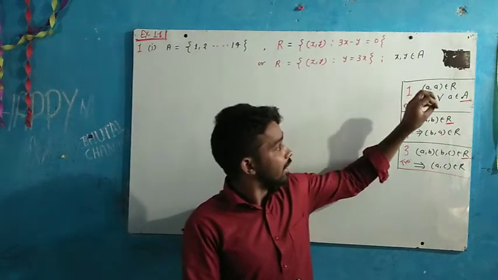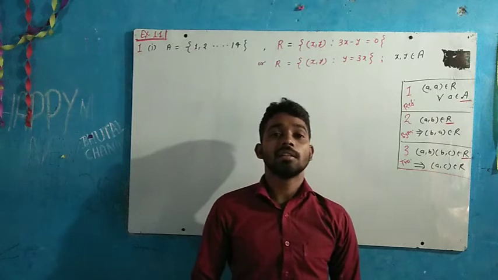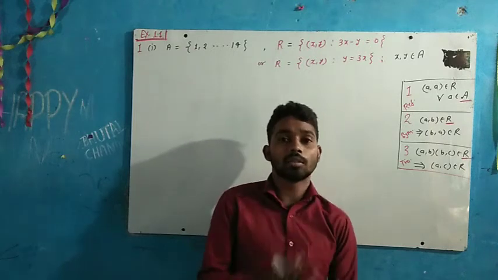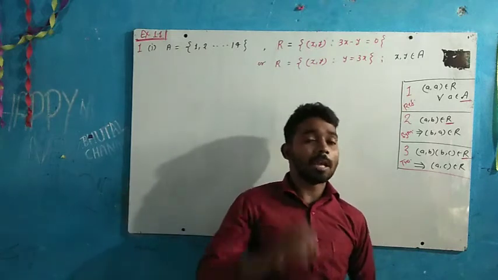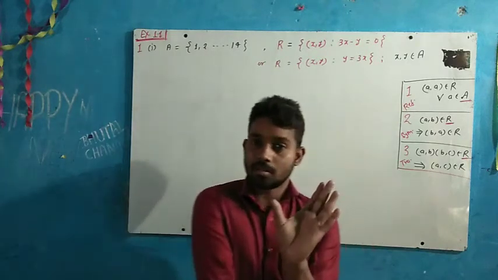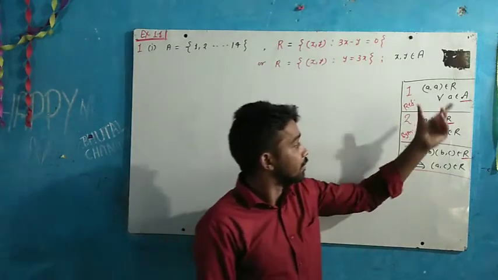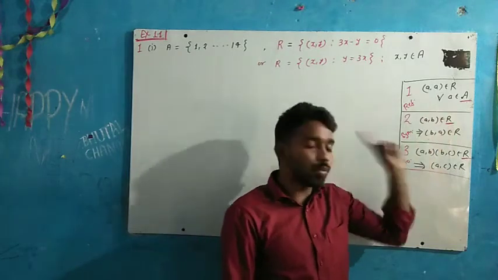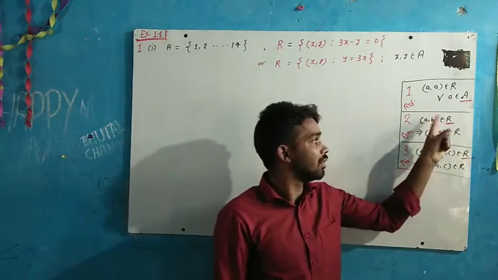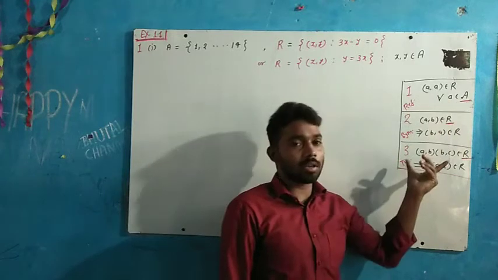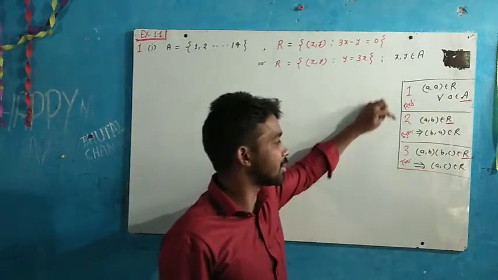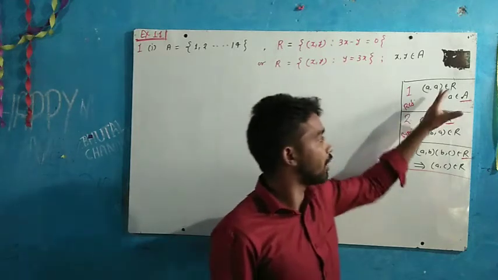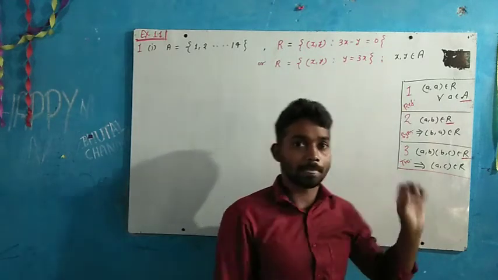If in any case we have to show that it is non-symmetric, non-transitive, or non-reflexive, then for these 3 cases, most of the time we will use examples. It means we will find at least one element which does not follow the condition of reflexive, symmetric or transitive. That is enough. Clear? But if we have to show reflexivity, symmetry and transitivity, we have to go for every element. Okay? Now see.